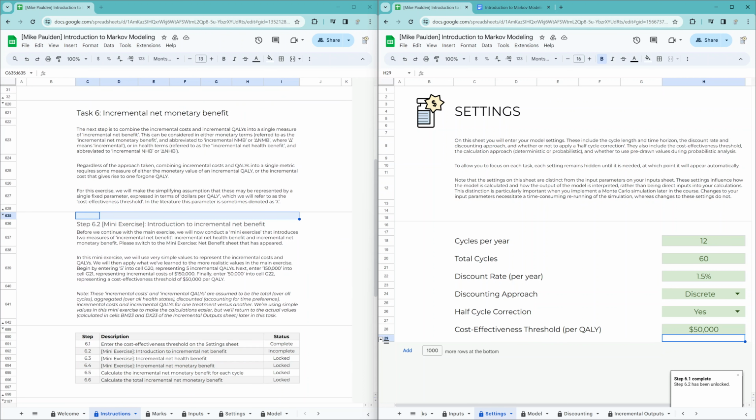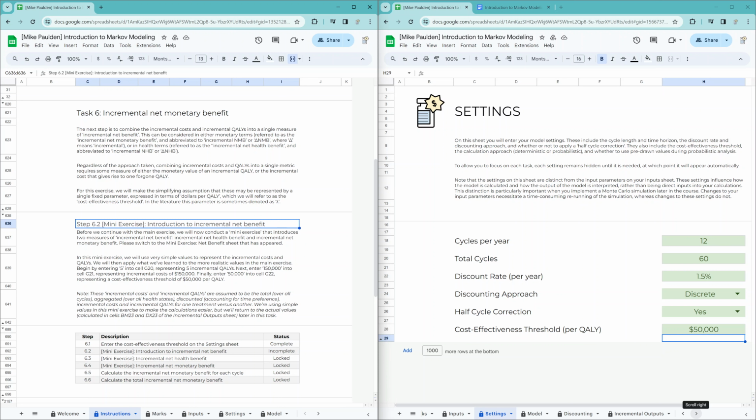For step 6.2, we're going to conduct a mini exercise, and there'll be 3 distinct steps within this mini exercise. The purpose of the mini exercise is to illustrate what incremental net benefit is and what the difference is between incremental net monetary benefit and incremental net health benefit. There are 2 distinct approaches. You can use either in a model. In this particular model, we're going to use net monetary benefit, but we're going to talk about what both of them are and why it's the case that you can use either of them.